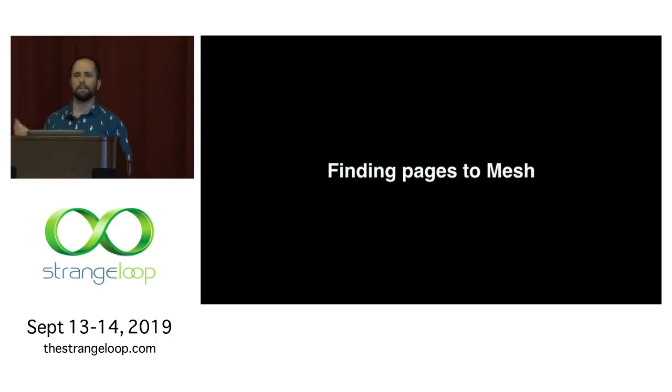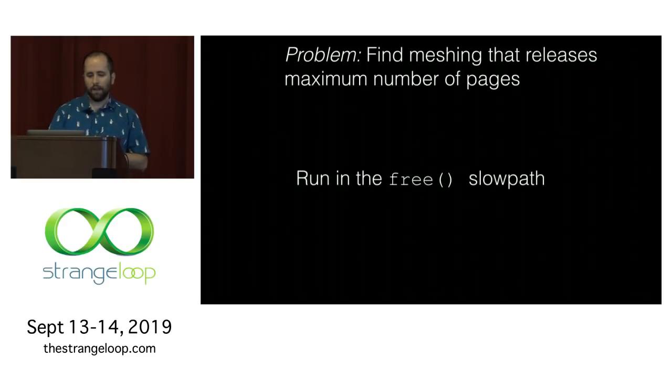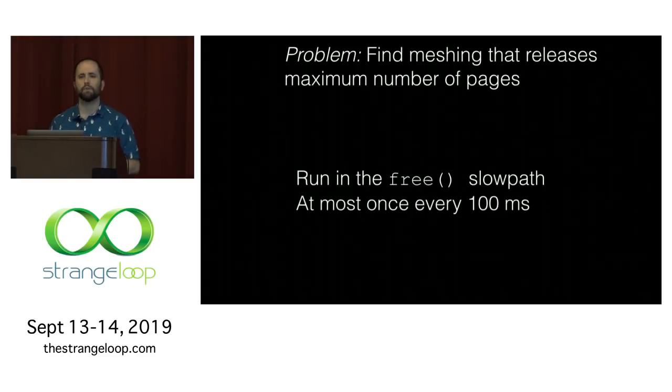So we have 2 pieces of the puzzle, and the last one is how we find pages to mesh. Stated a little more formally, we want to find a meshing: a list of sets of pages to mesh that releases the maximum number of pages at a given point in time. This is going to run in the free slow path. Every so often when you call free, we're going to do this. You could imagine this running in a separate thread, but that would require some application-specific integration. And it's going to run at most once every 100 milliseconds.